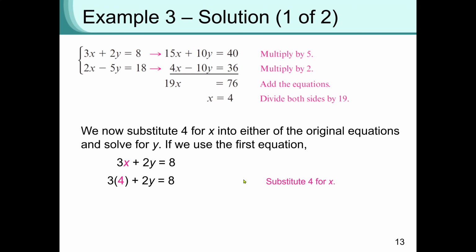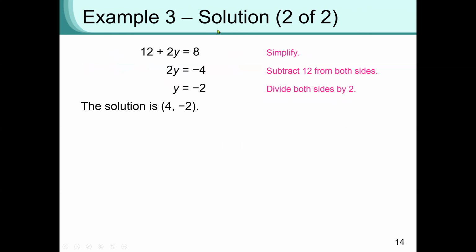Now I can use substitution. You can take the first equation or the second equation. Here we decided to take the first equation, which is 3x plus 2y equal to 8. We know the x value, so we substitute x with 4 so we can solve for y. So 3x plus 2y equal to 8, and x is 4, so we get 12 plus 2y equal to 8.